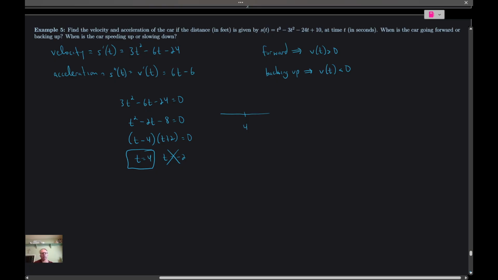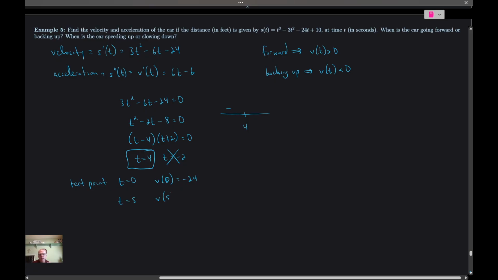And if t is less than 4, is this going to be positive or negative? If t is greater than 4, is it going to be positive or negative? So let's plug in 0. Test point, t equals 0: v of 0 is just going to be negative 24. So this is negative.